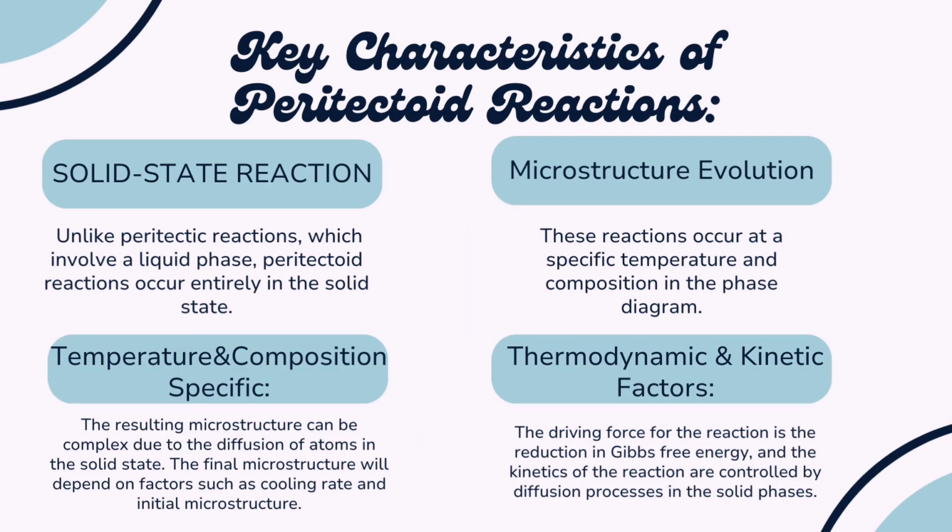The key characteristic of the peritectoid reaction is that, unlike the peritectic reaction which involves a liquid phase, the peritectoid reaction occurs entirely in the solid state. This reaction occurs at a specific temperature and composition in the phase diagram. The resulting microstructure can be complex due to the diffusion of atoms in the solid state. The driving force for the reaction is the reduction in Gibbs free energy, and the kinetics of the reaction are controlled by diffusion processes in the solid phase.